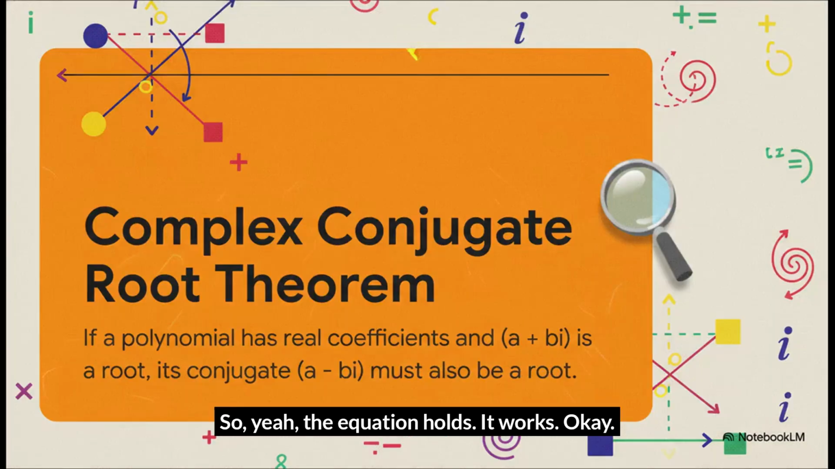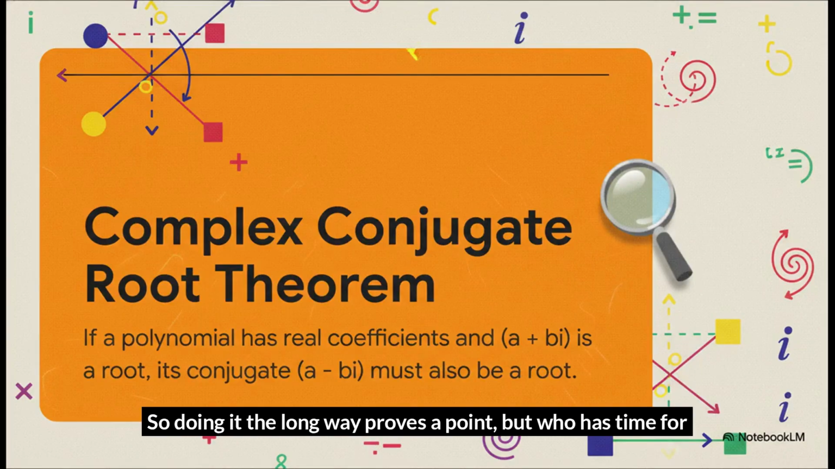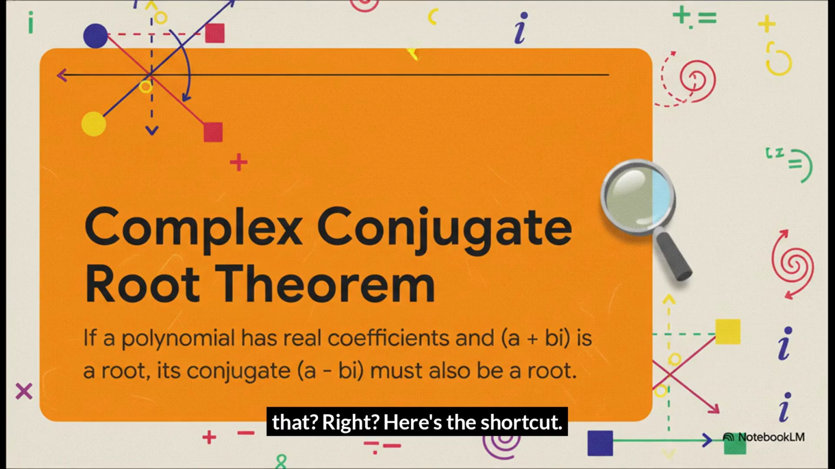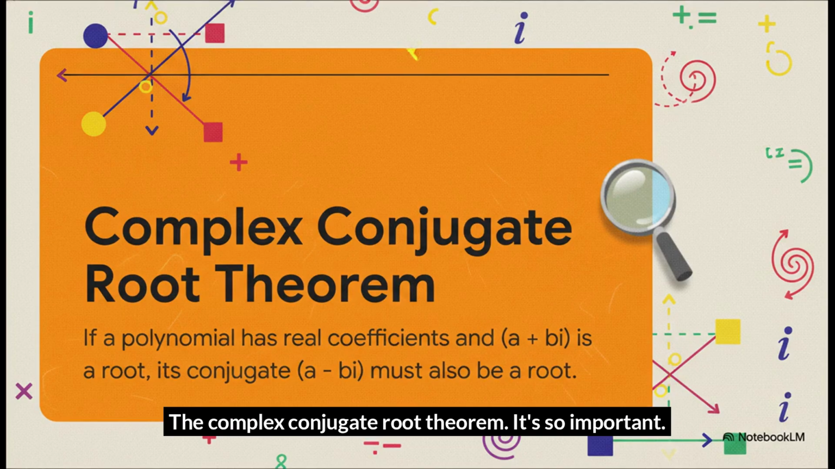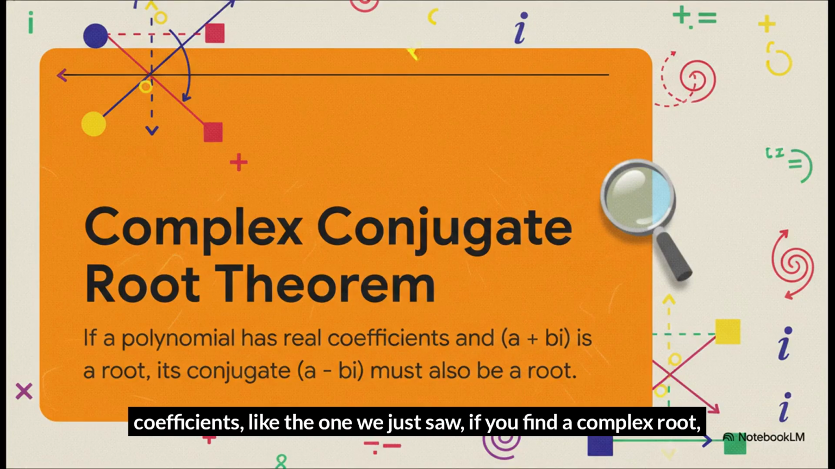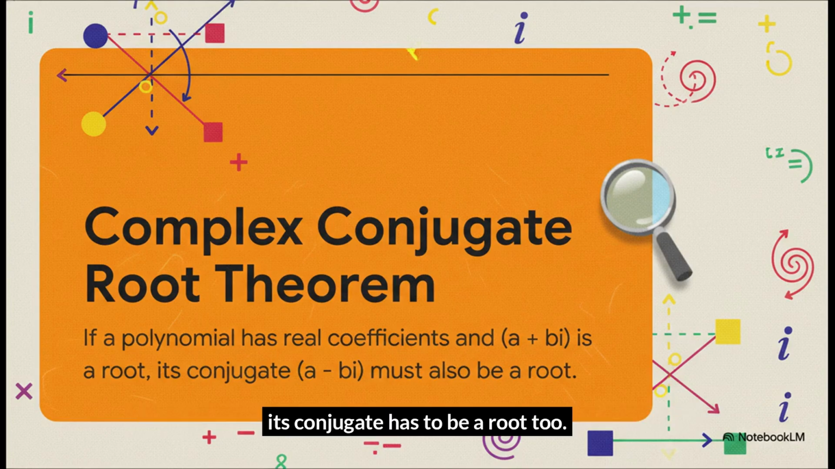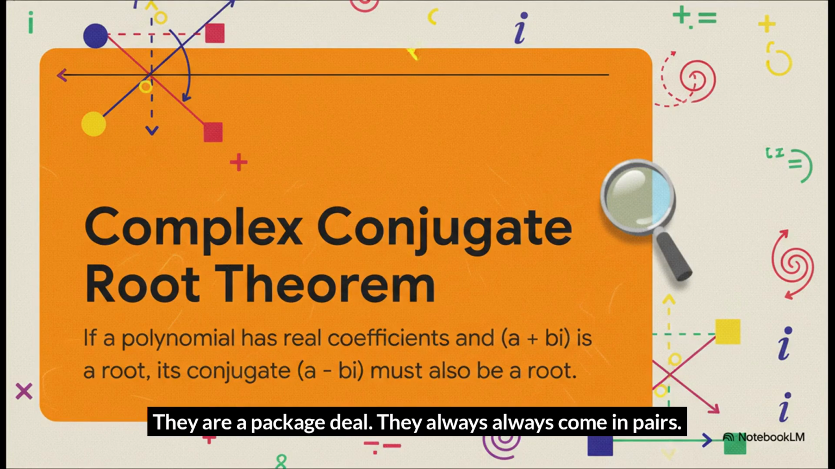It works. Okay, so doing it the long way proves a point, but who has time for that, right? Here's the shortcut: the complex conjugate root theorem. It's so important. It basically says that for any polynomial that has real coefficients, like the one we just saw, if you find a complex root, its conjugate has to be a root too. They are a package deal. They always come in pairs.